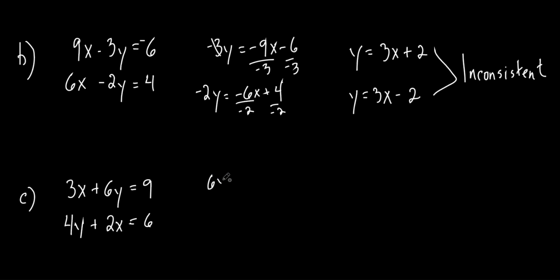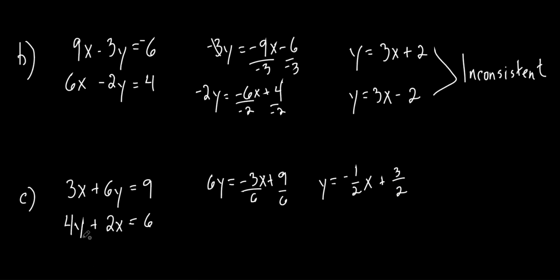So 6y equals negative 3x plus 9, divide by 6, divide by 6. So y equals, what's that? Negative 1/2 x, what? Plus 3 over 2, right? Just divided both top and bottom by 3.